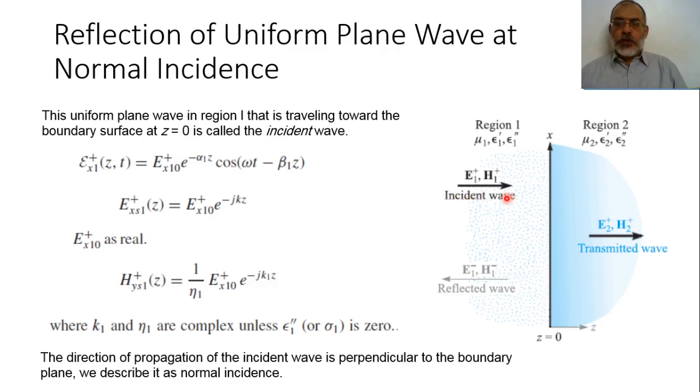The incident wave is assumed to be composed of electric field E1 plus and magnetic field H1 plus, and in this case E cross H should be in the positive z direction. So assuming that the electric field is in the x direction and the magnetic field in the y direction, E cross H would be in the positive z direction, so it would be in the direction towards the interface.